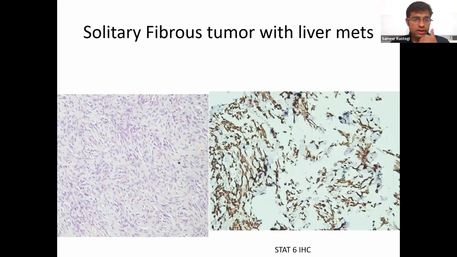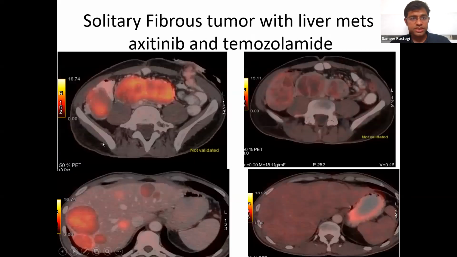So we had a patient with solitary fibrous tumor. This is STAT6. As I said, for solitary fibrous tumor, STAT6 is mandatory. This patient had a pelvic mass and liver metastasis. He progressed on pazopanib chemotherapy, and we started axitinib and temozolomide.